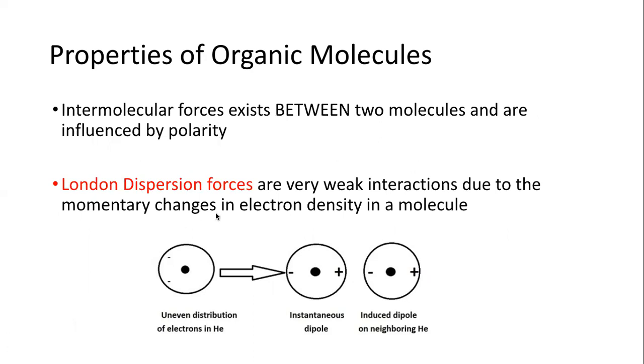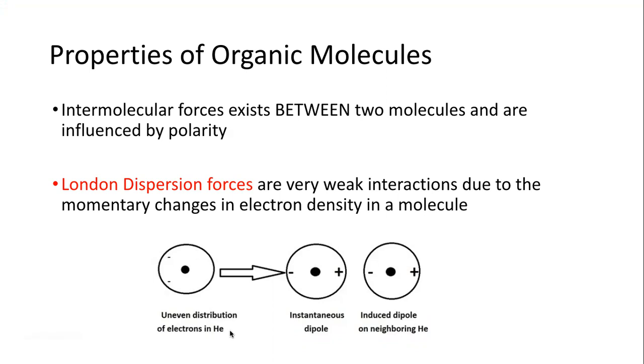So, properties of organic molecules, these intermolecular forces that exist. The first one we're going to learn about are London dispersion forces, and these are weak interactions that happen due to momentary changes in electron density in a molecule. When we talked about atomic structure, we talked about how you can have electron clouds, and that the electrons are always moving around. They stay around the nucleus, but they are moving. And sometimes when this happens, you have an uneven distribution of electrons.